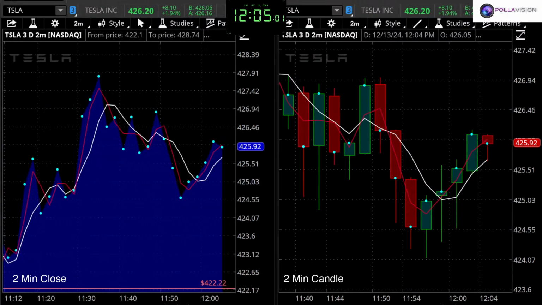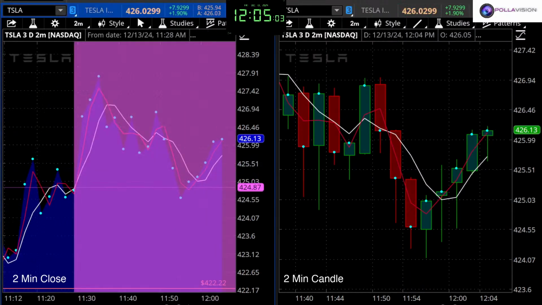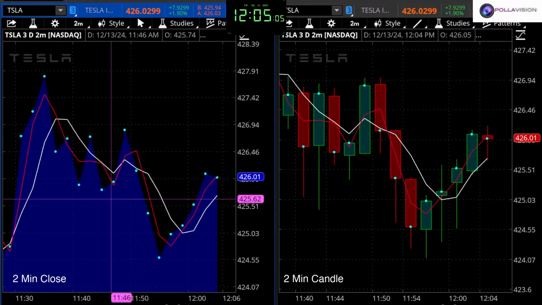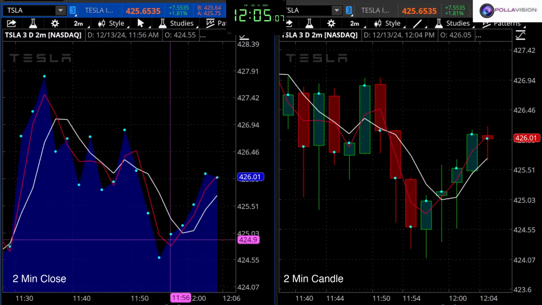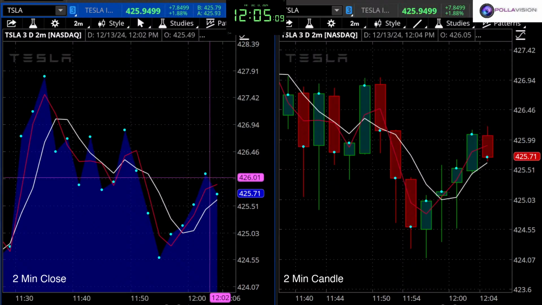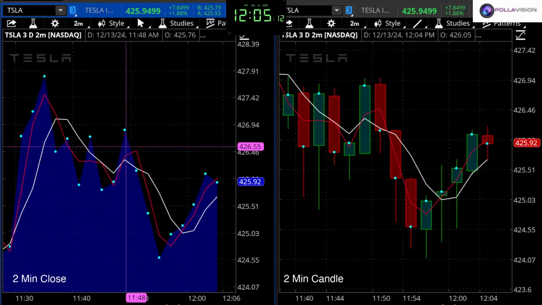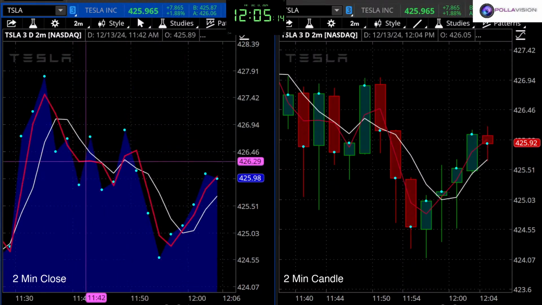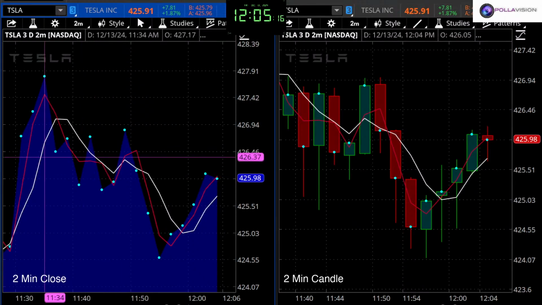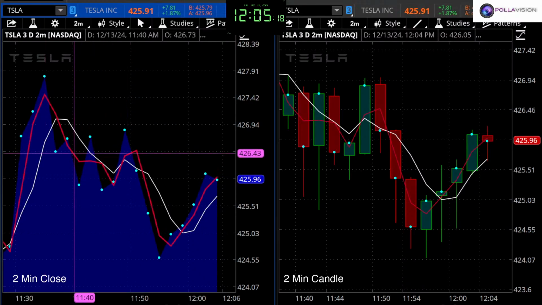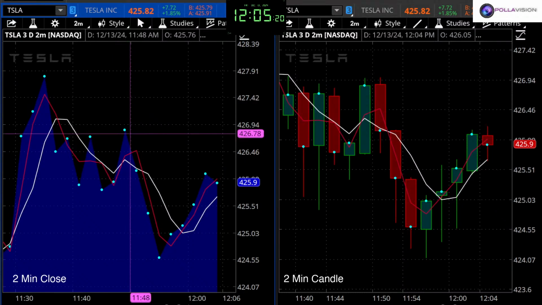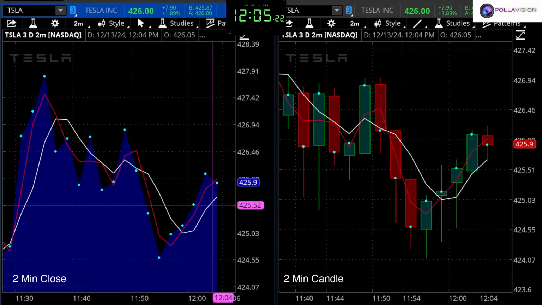As opposed to here, where every closing price was totally different. This is buying. This is nothing. There's no big buying. This is just people hitting stops and stuff. So this is what we want to see.